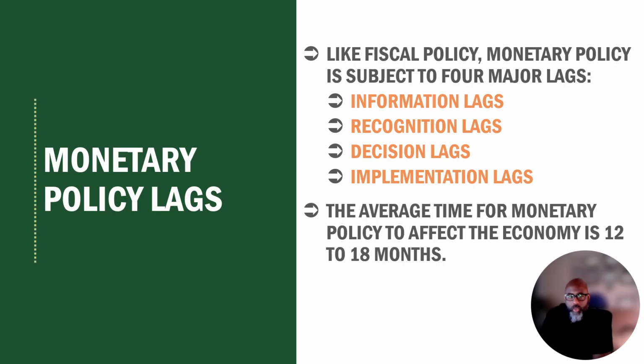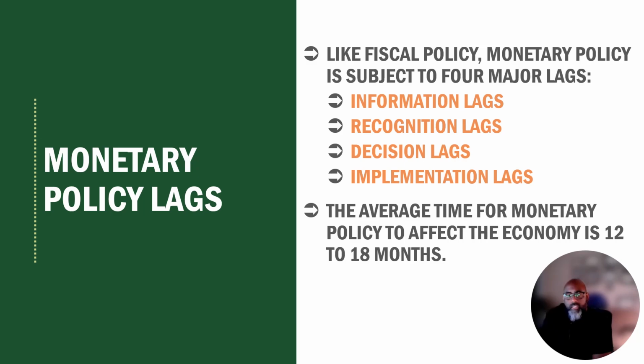Monetary policy, while powerful, does not work instantly. It is subject to four main lags that create delays between a policy decision and its economic impact. First, there are information lags. Economic data take time to gather and often arrive 1 to 3 months after the event occurs. On top of that, the data may be later revised, making it difficult to detect trends right away.